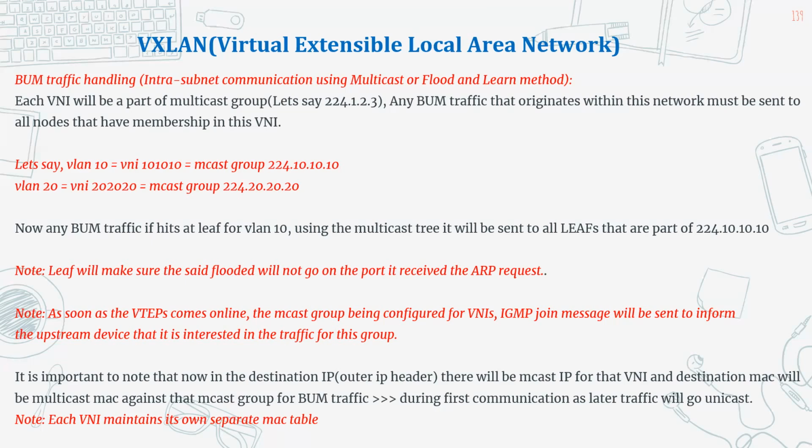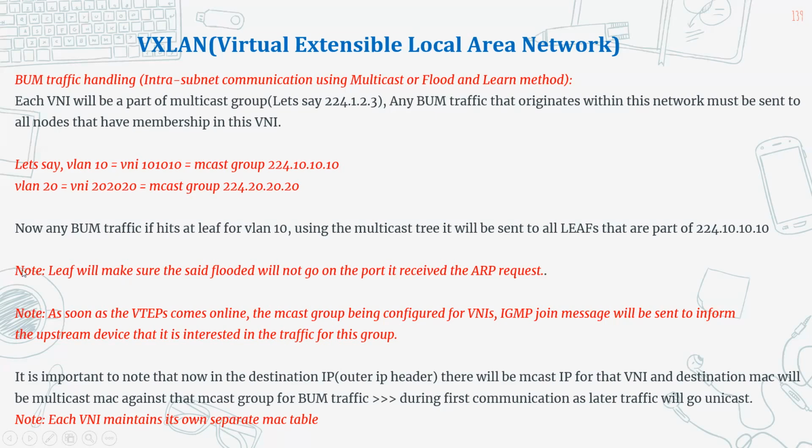of that multicast group. Okay, you can see here an example. Let's say we have VLAN 10 with VNI 1010, and it is a part of, let's say, multicast group 224.10.10.10. Then you have VLAN 20, which is in VNI 2020, and it has the multicast group 224.20.20.20. So now any BUM traffic at the leaf for VLAN 10, using the multicast tree, will be sent to all the leaf switches that are part of that multicast group. Okay. So the leaf will make sure that the flooded traffic will not go out on the port it received the ARP request on. Okay.